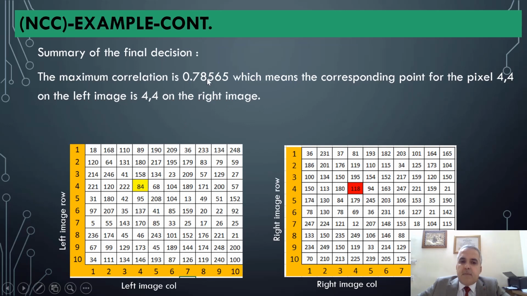It tells us the correlation value 0.785965. It will give us the corresponding point, which is located in this one. The whole process is just for finding the corresponding point.